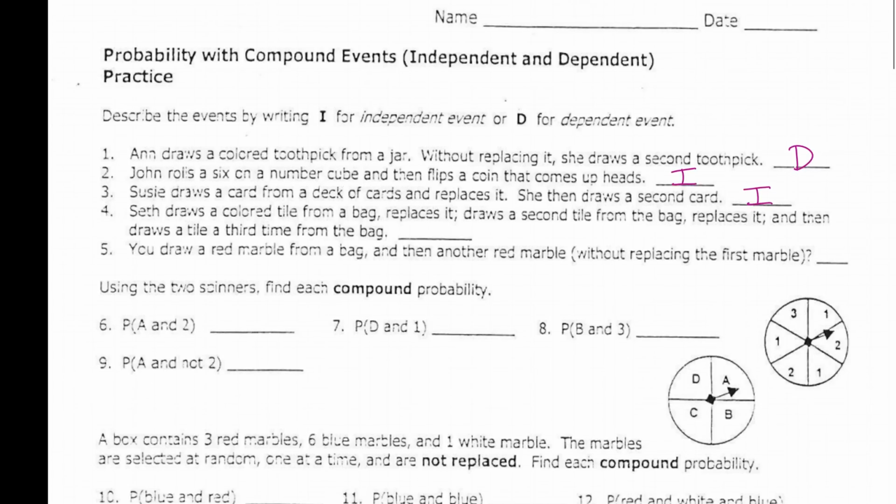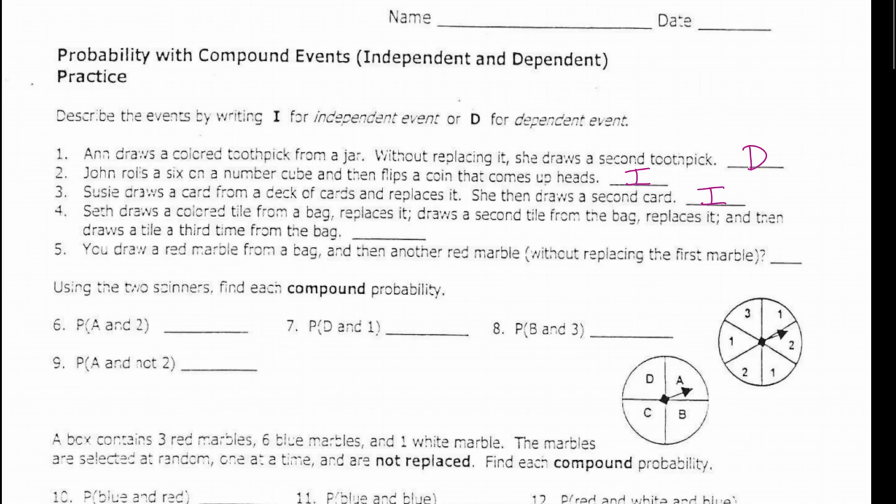So like we were saying before, 1, 2, and 3 are dependent, independent, and independent. Number 4, Seth draws a colored tile from a bag, replaces it. Draws a second tile from the bag, replaces it, and then draws a third tile from the bag. Are these independent or dependent events?